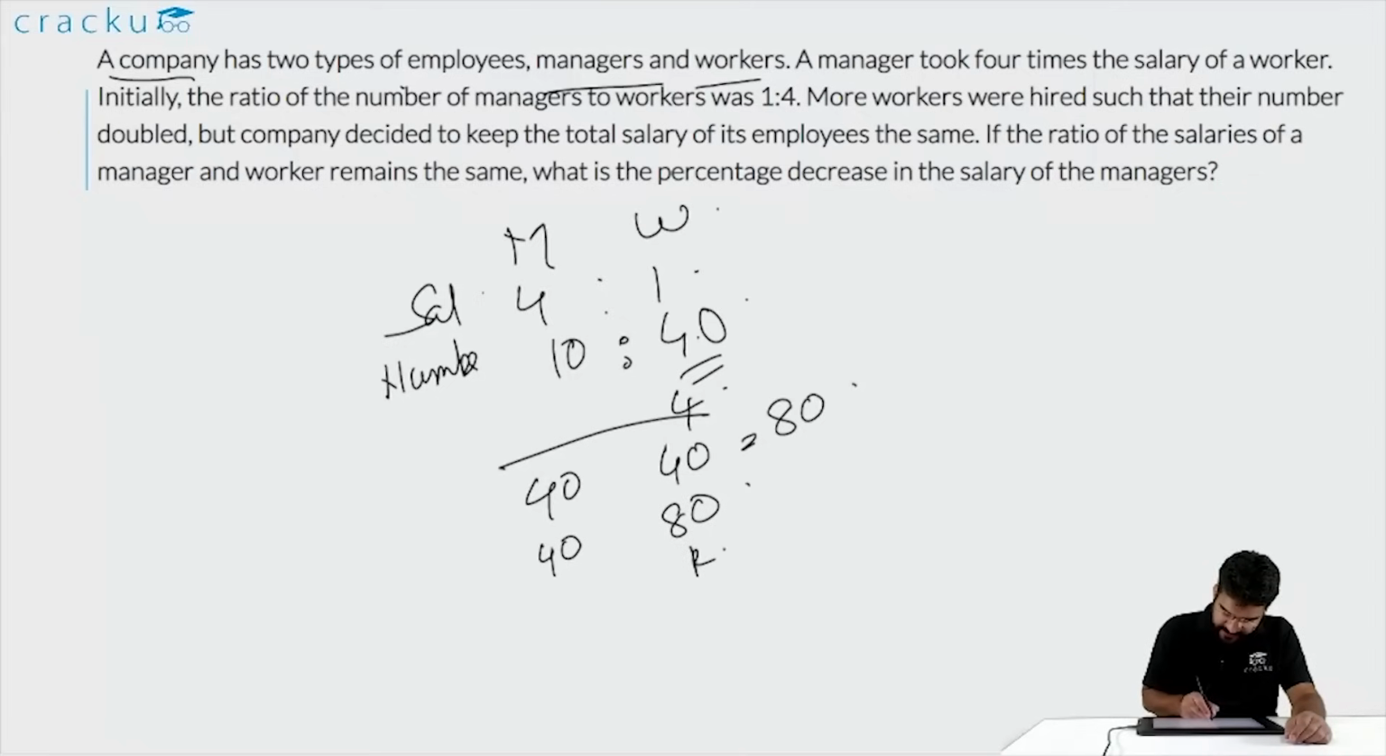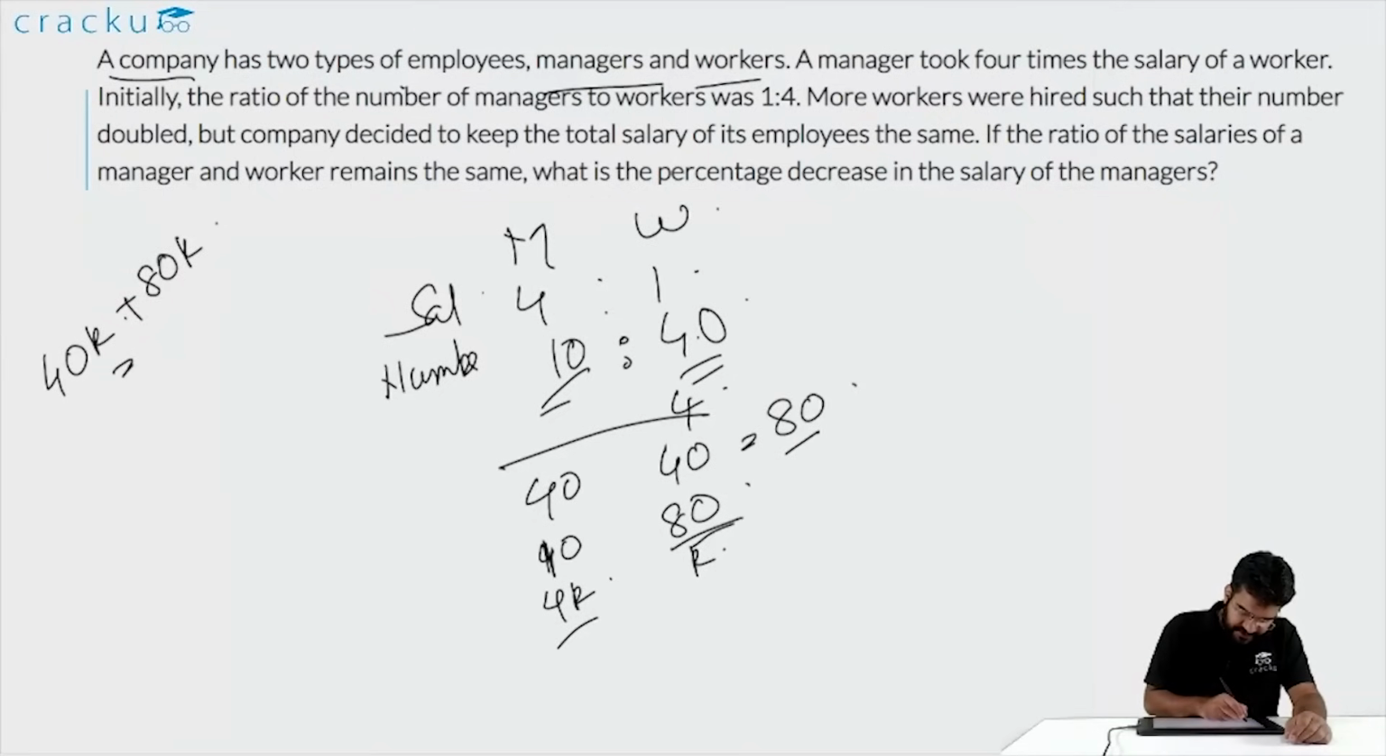So if the salary of a worker is K, the salary of a manager is 4K, and their sum will equal 80. So the number of managers remains 10. So the total salary of the managers is 40K, but the number of workers, instead of 40, is now 80, and their salary is K. So 40K plus 80K is equal to 80, because the total salary is the same, or K is equal to 80 by 120, which is equal to 2 by 3.